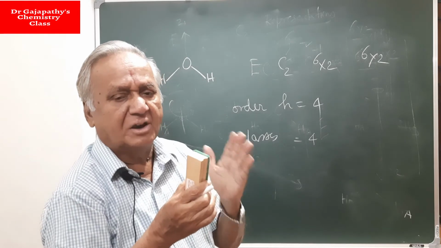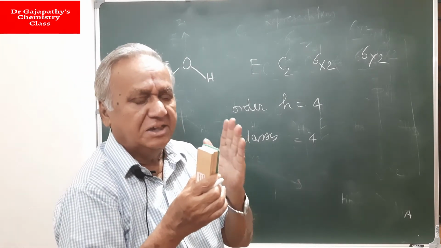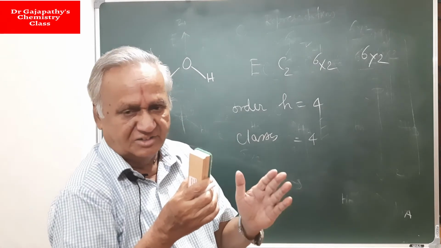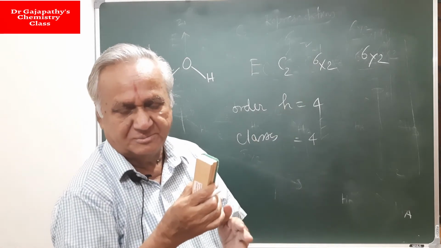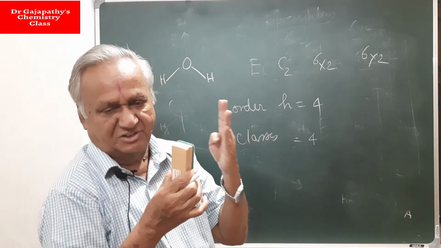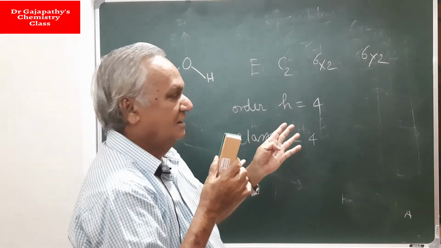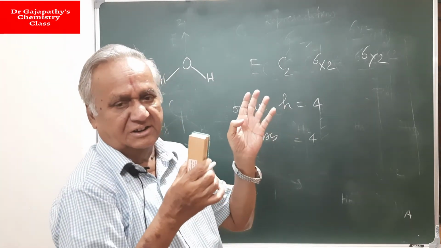Whatever is the number of classes in the molecule, so many irreducible representations will be there for the molecule. So water will have 4 irreducible representations. So this is done by this procedure.